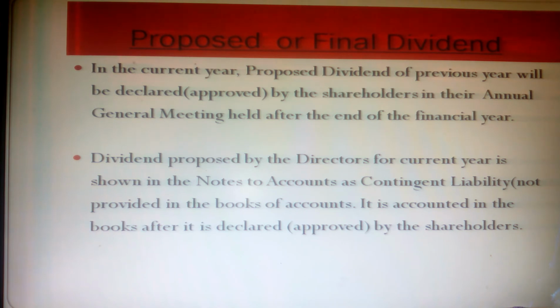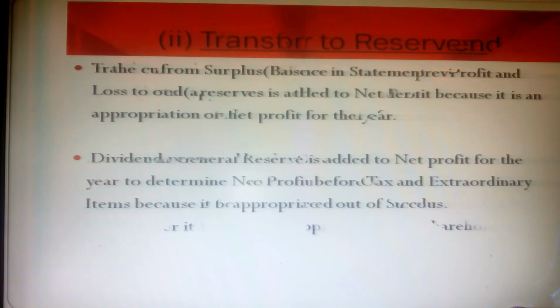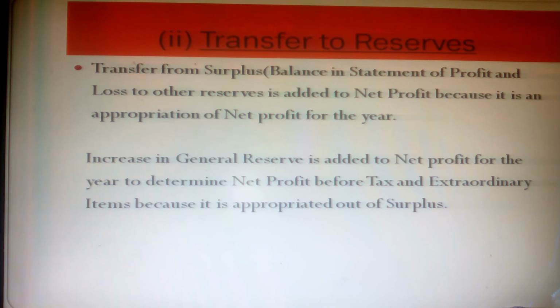Okay. The dividend proposed by the directors for current year is shown in the notes to account as a contingent liability. Correct. So contingent liability not provided in the books of account. Just in notes to account only we are showing. So what is contingent liability? It may or may not happen. Correct. So it is accounted in the books after it is declared by the shareholders. So once after the approval by the shareholder only, we have to show it in the accounts. Okay. That's what the two type of dividend. One is interim dividend and final dividend.